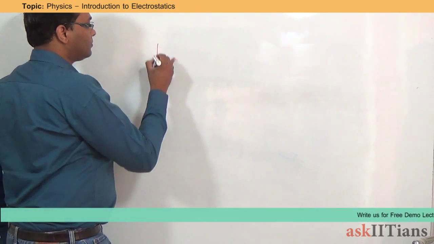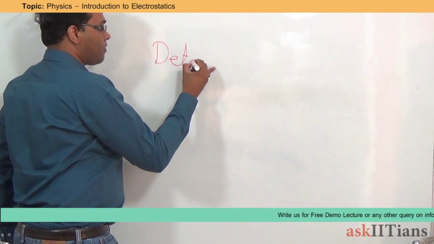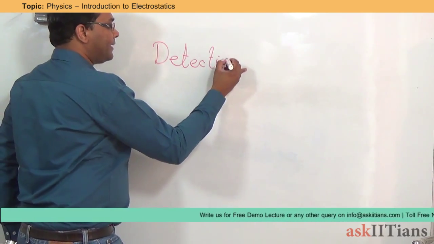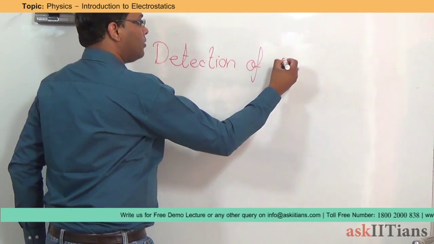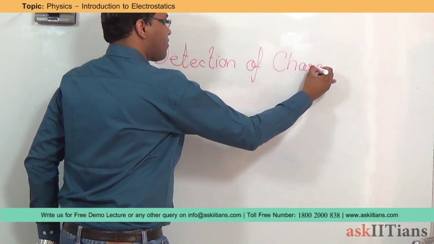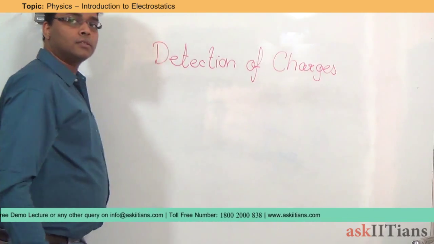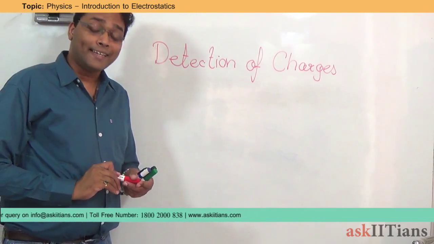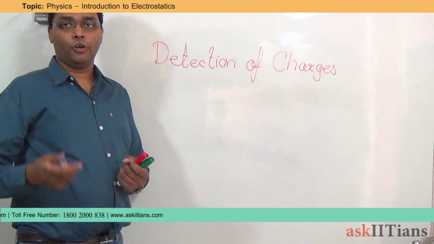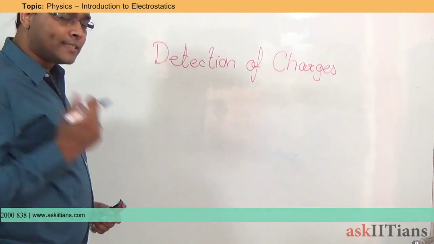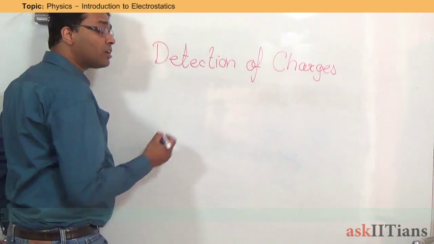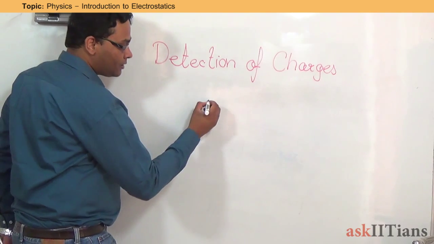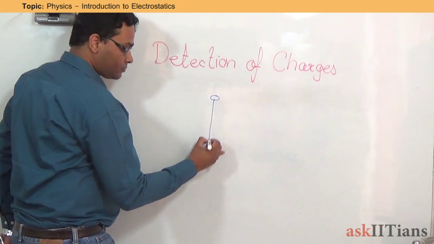Detection of charges. How exactly are we going to detect charges, whether there are charges or not? A very simple experiment was done, which is famous by the name of the gold leaf experiment. So I'll try to draw.